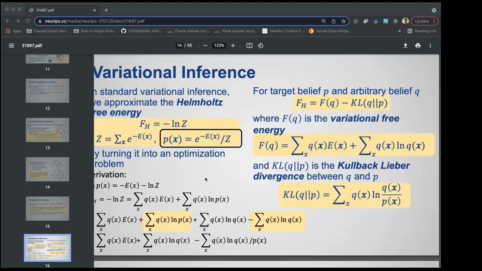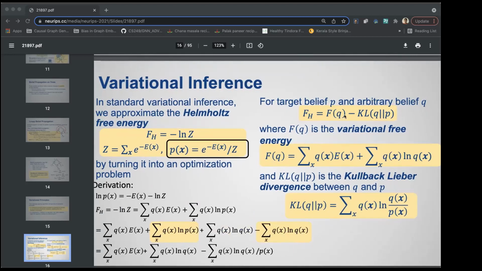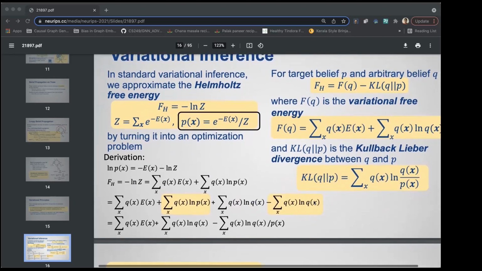We'll get to this derivation in a second, but for target belief P and arbitrary belief Q, the Helmholtz free energy is going to be equal to F(Q) minus the KL divergence of Q with respect to P. And F(Q) here is what we call the variational free energy. It has this form that's in the yellow box right here. And we're all familiar with the Kullback-Leibler divergence between Q and P. So how can we prove that this is indeed the case?